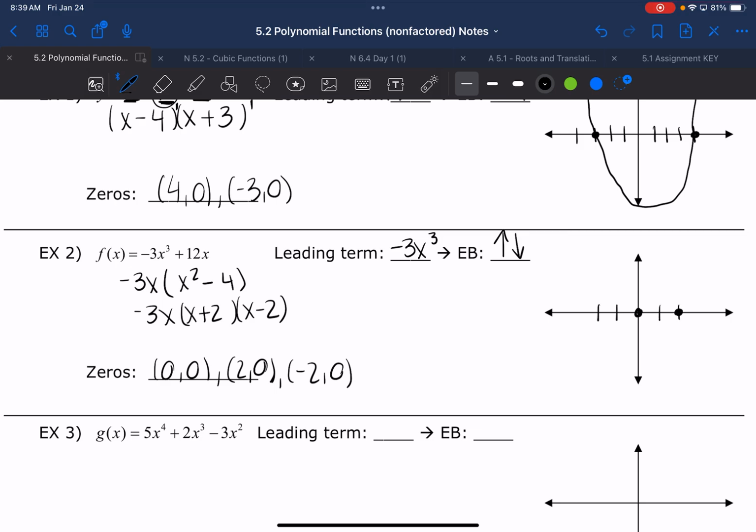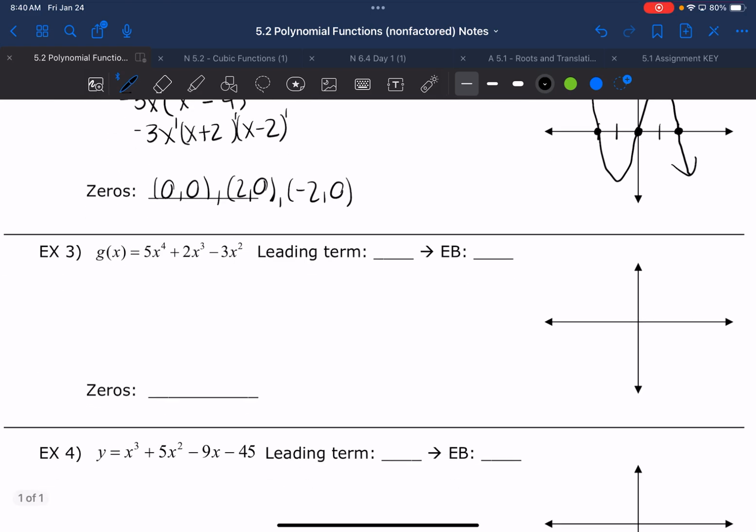2, and negative 2. Okay, and none of these factors repeated themselves, right? So they're all understood to have that exponent of 1. So we're not going to have a bounce or a wiggle, right? These are just going to cross right through our graph. Okay, so we cross through here, we cross through here, and we cross through one more time.